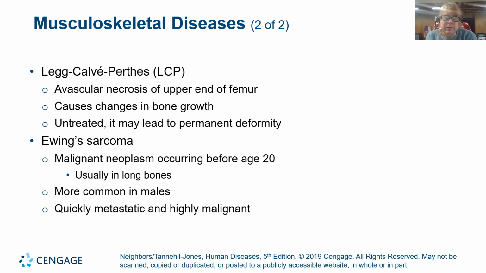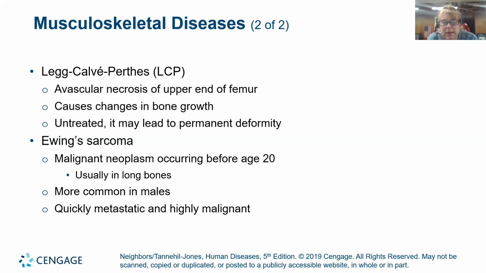Two of the big diseases in children, Legg-Calvé-Perthes syndrome. This is when there's avascular necrosis of the upper end of the femur. For some reason, it causes changes in bone growth. So usually when it's picked up on childhood screenings, when they go for their annual checkup, mom or dad may notice that the child is kind of limping or has a very odd stride, so they will go get it looked at. It can be treated, so it does not have to lead to permanent deformity.